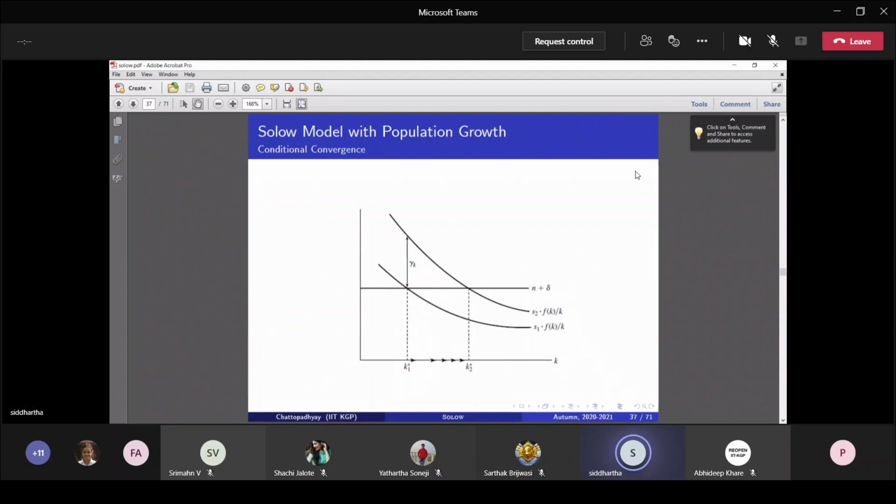Okay, suppose this is the initial capital stock for both the poor country and the rich country. If you see, for any capital stock between K1 star and K2 star, the rate of growth of the poor country is negative, but the rate of growth of the rich country is positive. Take any capital stock between K1 star and K2 star.